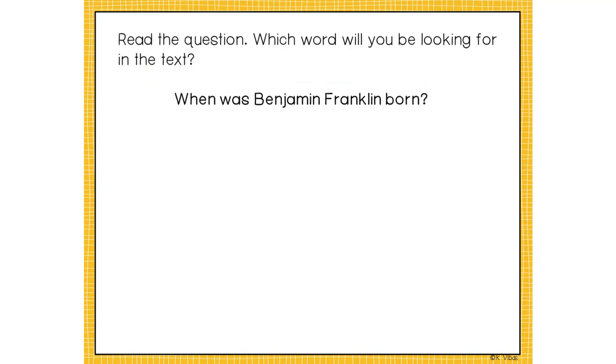So before we can actually use scanning, we need to read the question that we have to answer through scanning. So here's our question. When was Benjamin Franklin born? By looking at that question, which word will you be looking for in the text? So I hope that you are going to use the word born. Born is what's going to help us answer this question. We're going to look in the text and find the word born, and that will help answer that right there question.